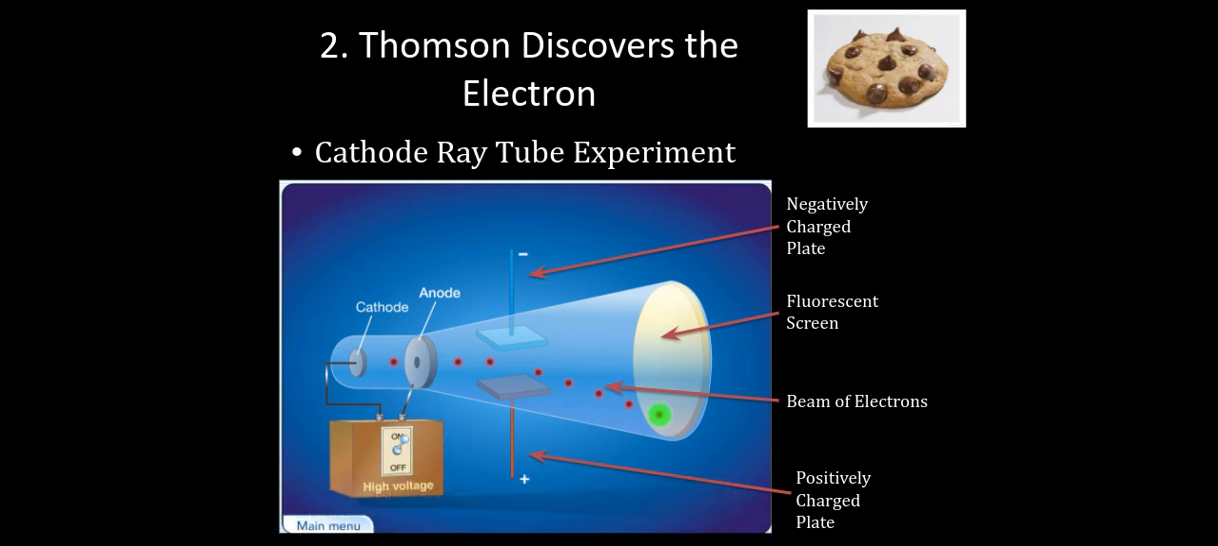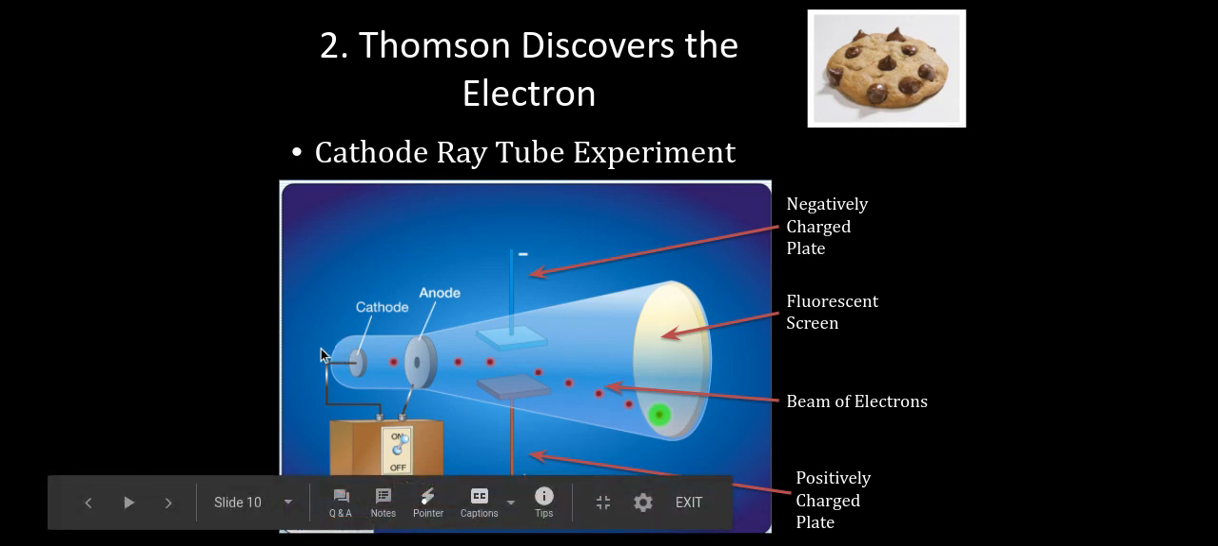And this is basically what the setup of an old school pre-2005 television looked like. And when this voltage was turned on, you could see green rays. And among the many experiments with these green rays that Thomson conducted, he put electrically charged plates on either side. And what he found was these green rays were always bent towards the positively charged plate.